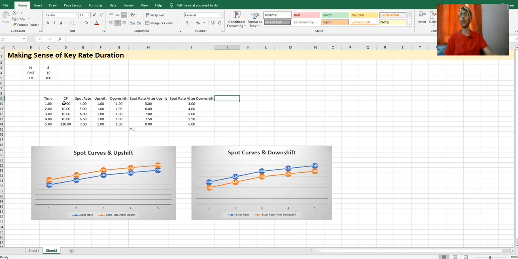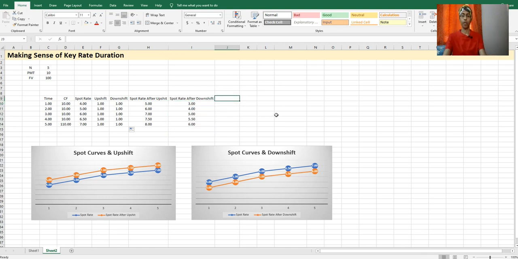So, here in the charts what we have done is time, the cash flows, the spot rates, amount of upshift and downshift we have considered, and due to these upshift, what is the impact on the spot rates? That is, after the upshift, what are the spot rates? After the downshift, what are the spot rates? We have already measured, right?